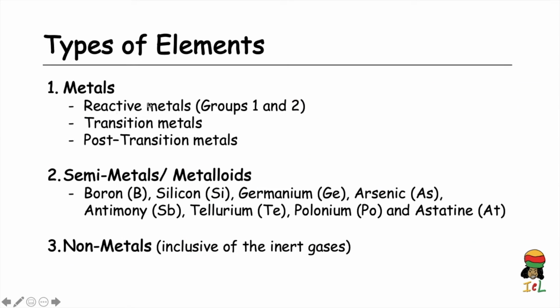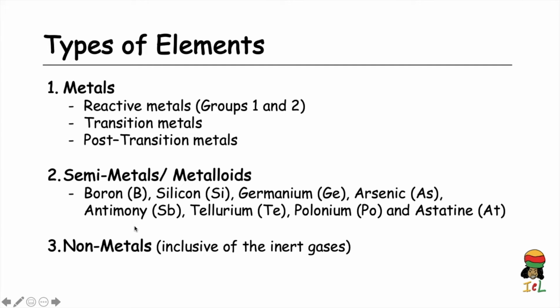Let us quickly review what we just discussed about the types of elements in the periodic table. The elements in the periodic table are classified as either metals, semimetals, also known as metalloids, and nonmetals. The metals, of course, are of 3 types. We have the reactive metals, which are the groups 1 and 2 elements. We have transition metals and the post-transition metals.